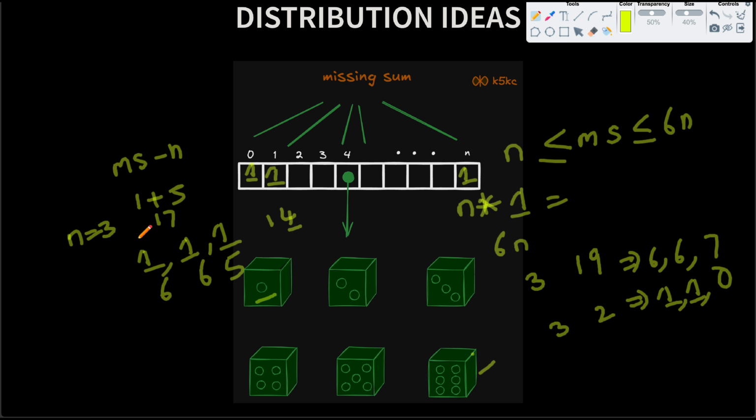Another approach can be that we divide the missing sum by n and assign each part equally to all the observations, and then assign the remainder value one by one to each observation. So for example, if our missing sum was 17 and n is equal to 3, then we can divide 17 by 3, so that will give us 5. That means we can assign 5 equally to all the observations. And what is the remainder now? It is 2. So now we will try to assign 1 each to the remaining observations. So it will be plus 1 here, plus 1 here, so it will become 6, 6 and 5.